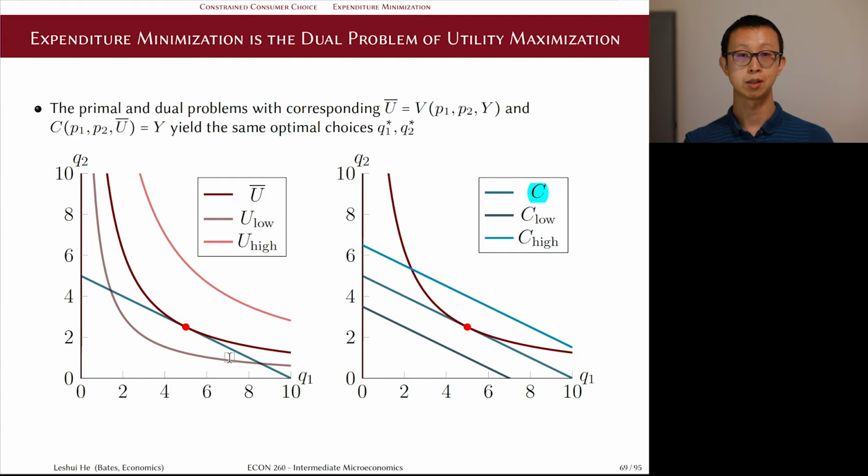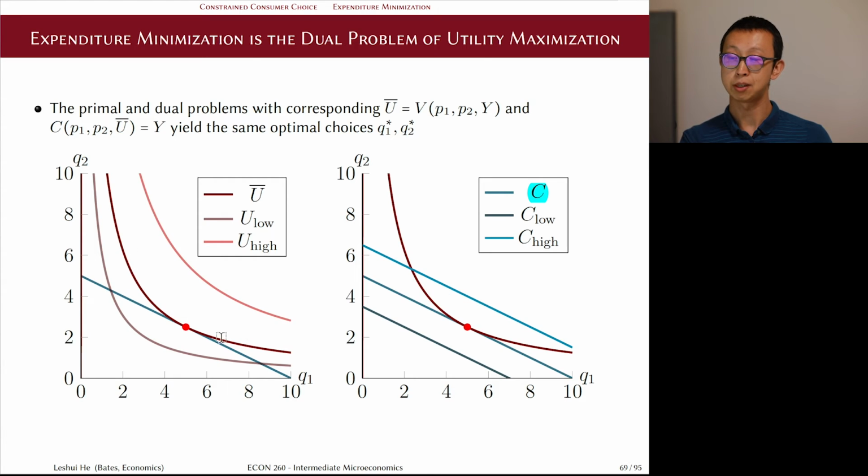Given this particular consumption bundle, we found the level of utility it delivers, which we denoted by U bar. And then, on the right-hand side, we're asking the opposite question. If we have to get this level of utility of U bar, and we have to pay the prices of P1 and P2, then what is the minimum level of expenditure that will allow us to do that?